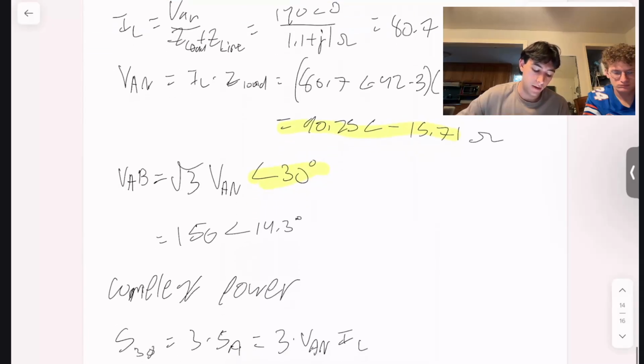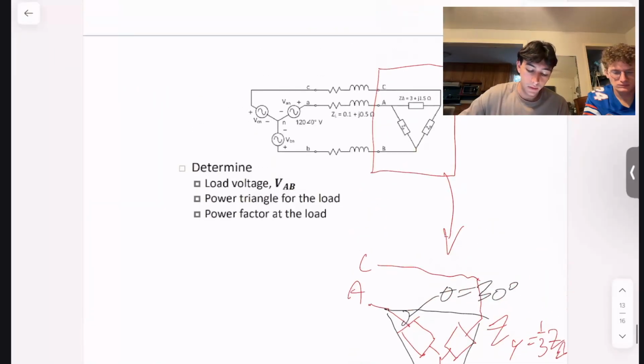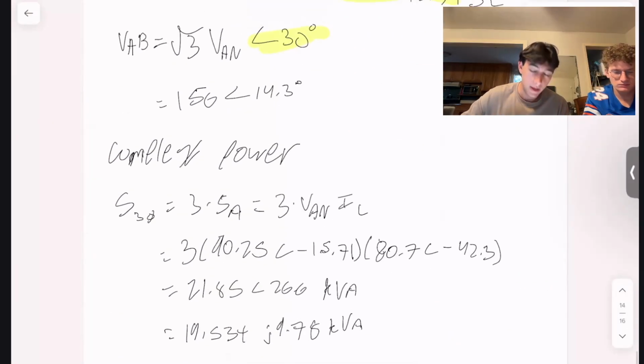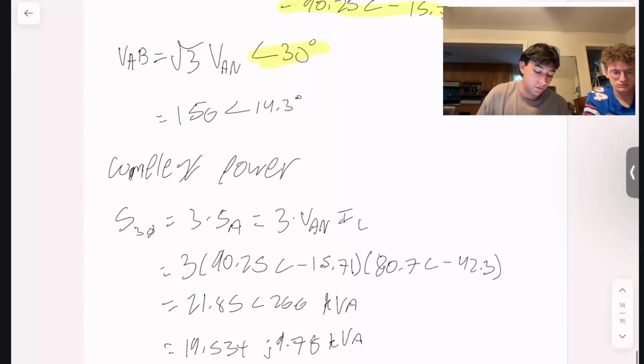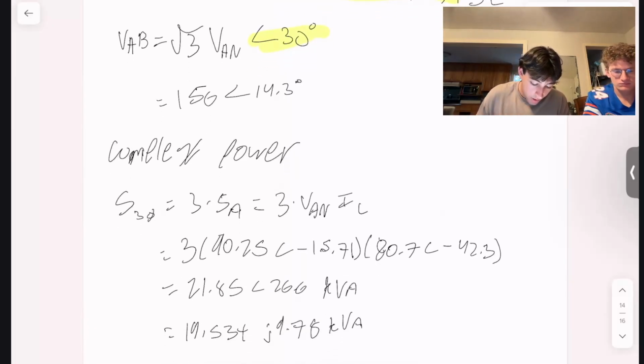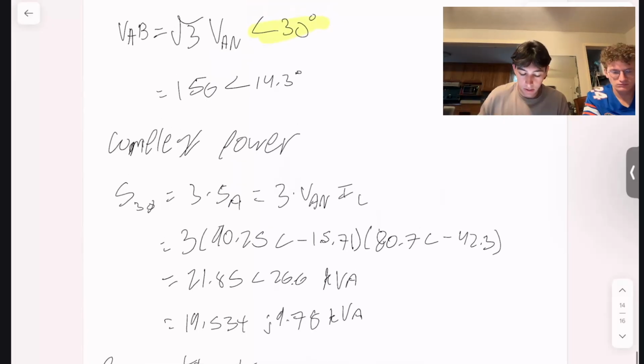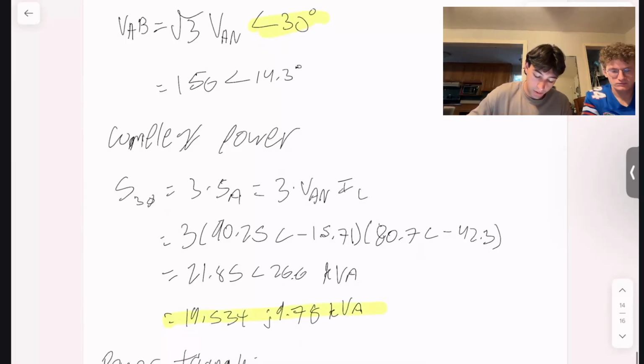So after this, we can talk about the complex power of the load. Your complex power is going to be denoted by S. S is the variable for that. So your S of your whole three-phase system is going to be 3 times the complex power of A, which is 3 times VAN times IL. So here you have that as 21.85 at an angle of 26.6 kVA, which are the units for complex power. This can be expressed in rectangular form as so. And then this will be expressed in the power triangle.